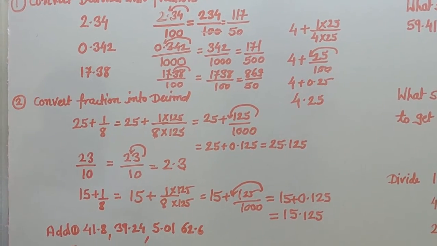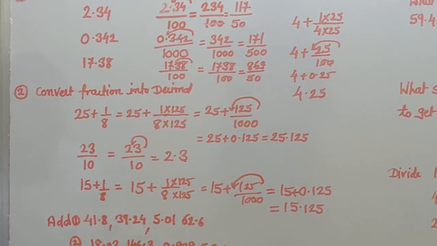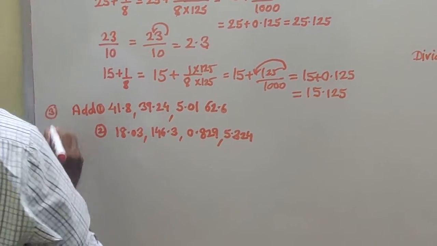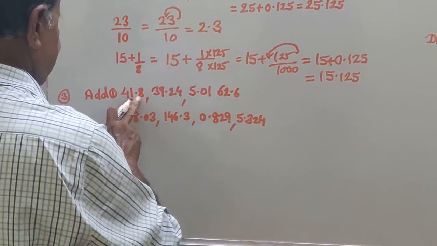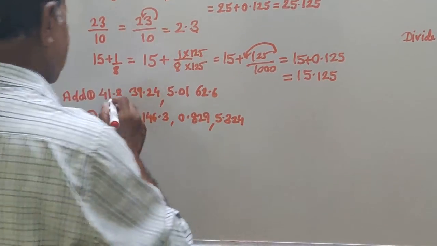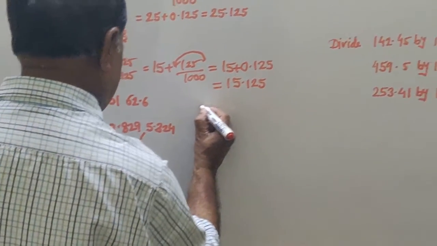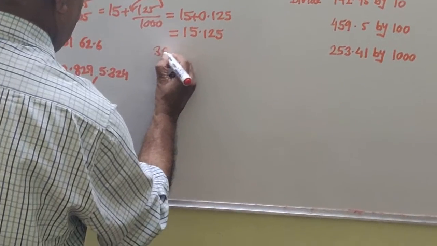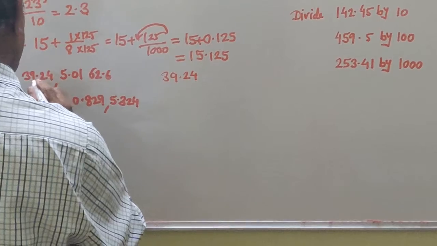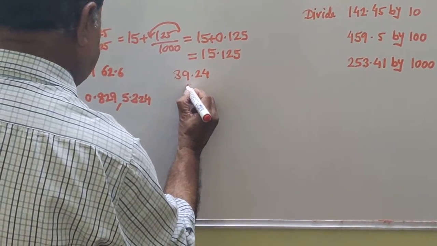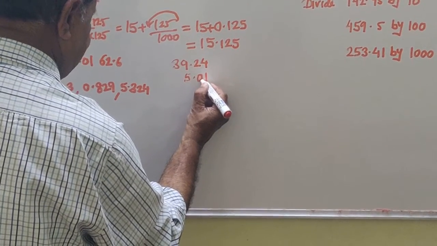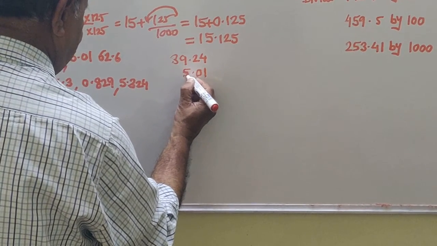Okay, you understand? Now in this third question, you want to add the decimals. Okay. Now here, first observe the decimals: after 1 place, 2 places, 2 places, 1 place. Now I will start writing with 2 places. 39.24. Now what will come here? 5.01 will come here. Now I am writing first the decimals having 2 places.